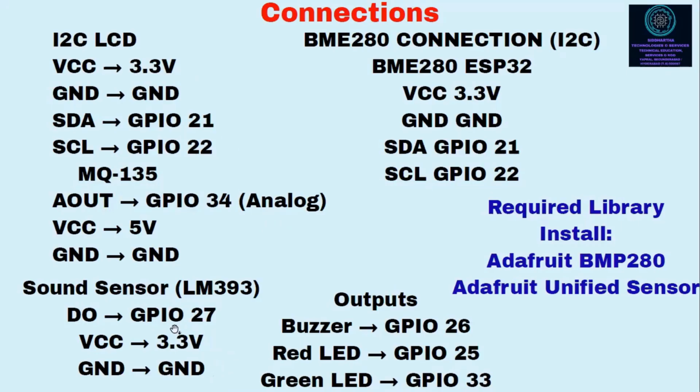The sound sensor is connected to GPIO27, which is also analog. The output buzzer is connected to 23, if you are connecting it. The red LED is connected to 25 and the green LED to 33. Sorry, the required libraries to install are Adafruit BMP280, not BME, please remember, and the unified Adafruit libraries. So these are very simple, very easy connections. Let's go to the lab and I will give you the complete demonstration there.